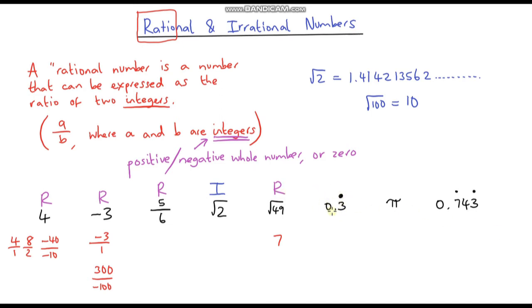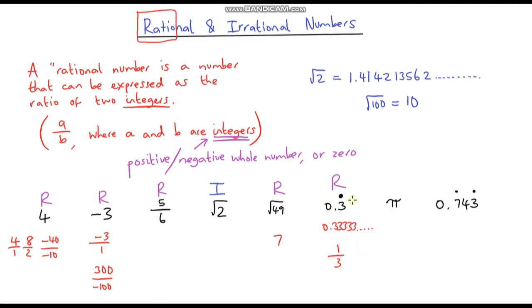Okay, the next one, 0.3, and we've got a little dot above the 3. What that dot means is that's just the symbol for recurring. So this is the same as 0.33333, and actually that 3 will keep repeating on forever. Now, if we were to convert this into a fraction, 0.3 recurring is exactly the same as 1/3. So although we've got a number that keeps going on forever, this can be expressed as a fraction where the numerator and the denominator are both integers. So again, we have a rational number here.